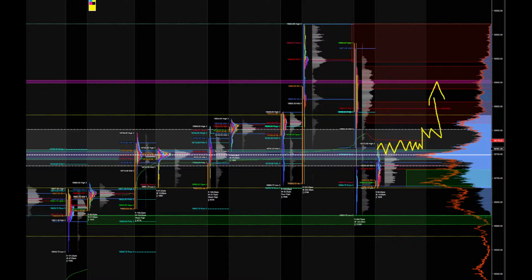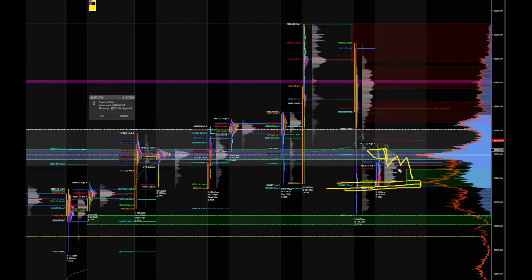If it holds and you start doing this, you could start moving back up. Now, what if it doesn't? That's why this level is so important. If it doesn't hold and you start doing this, this is a weak low here with the close and the overnight lows here. Take that out, you probably test yesterday's lows.